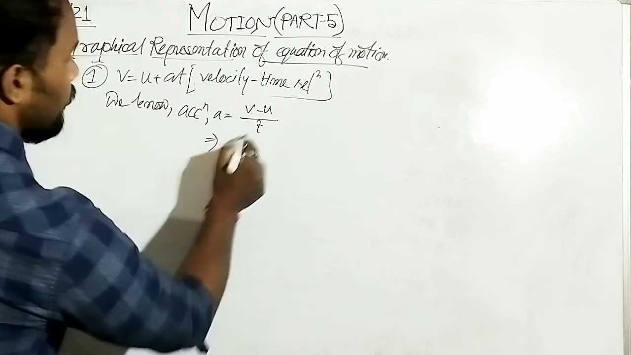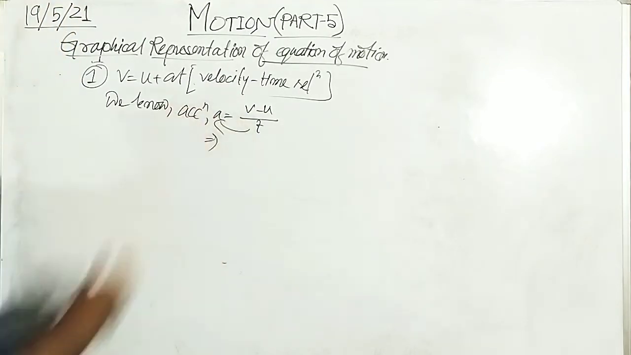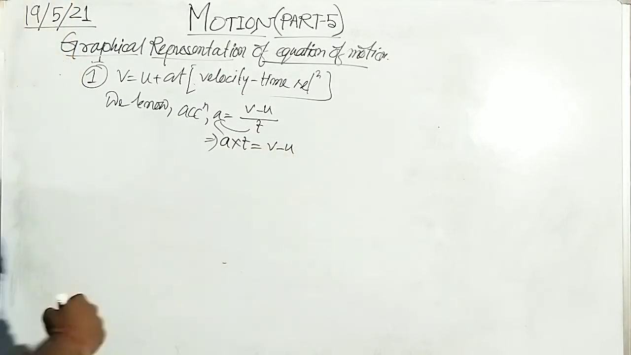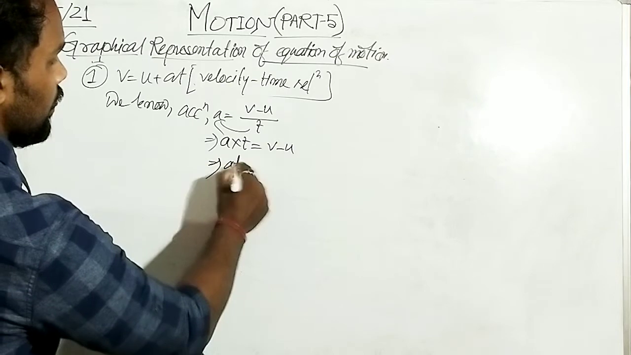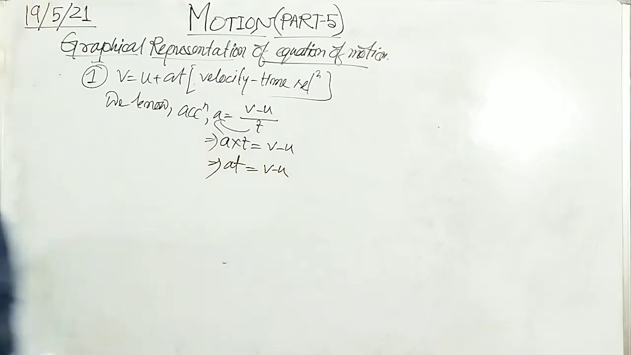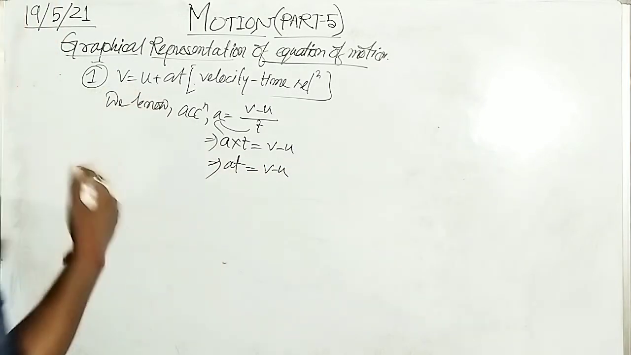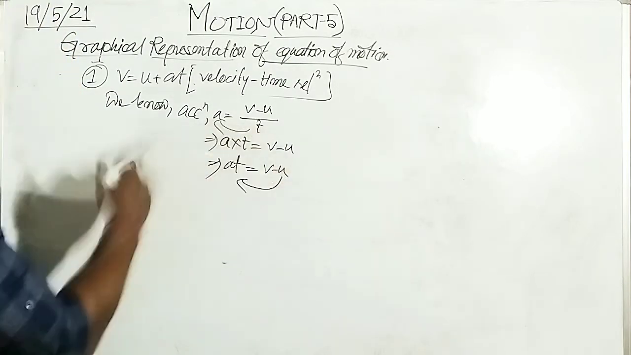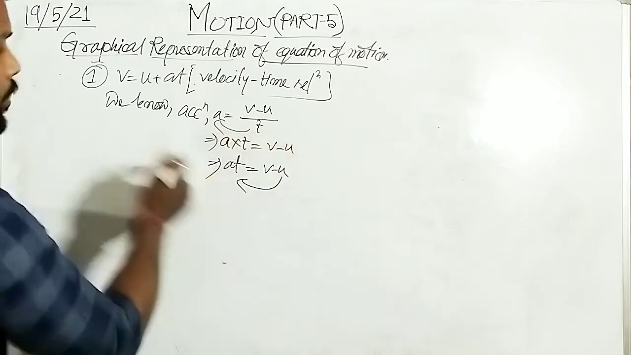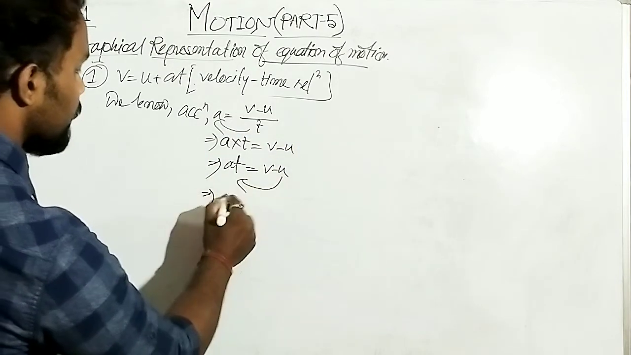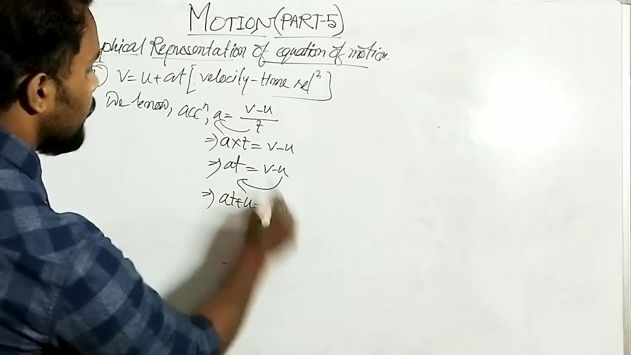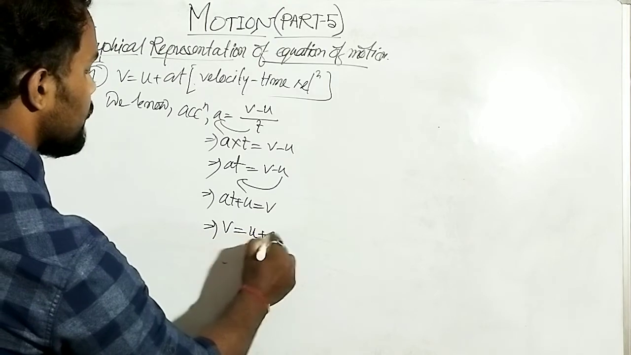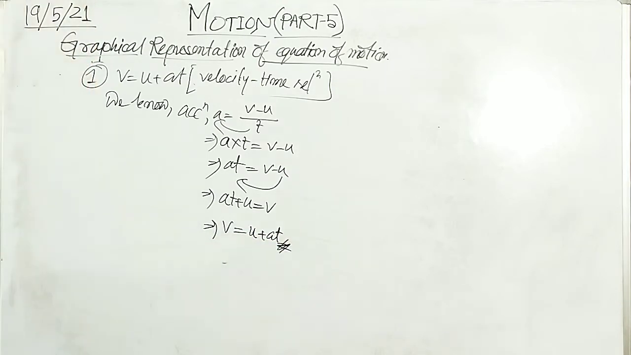So if I multiply a with t, what is going to be there? a into t equal to v minus u, right? That means nothing but at equal to v minus u. We need the relation as v on the left side, and u plus at on the other side. So I will bring minus u to here. That minus u will become positive. at plus u equal to v. If I arrange this, it will be v equal to u plus at. We have got it, simple.